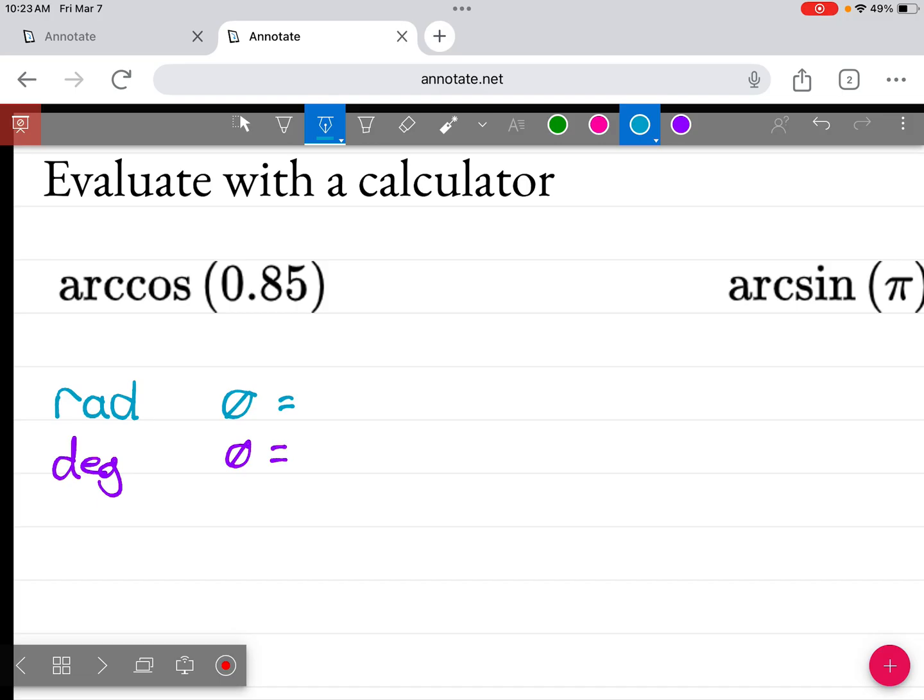So find our arc cosine of 0.85. Wait, what are we going to do? 3 decimal places. 0.555. How about for our degrees? 31.788 degrees. Okay.